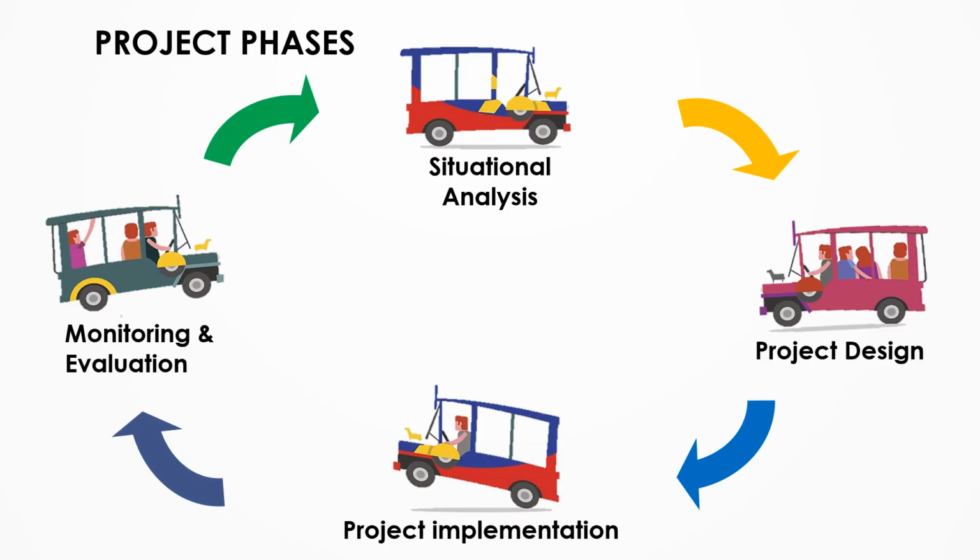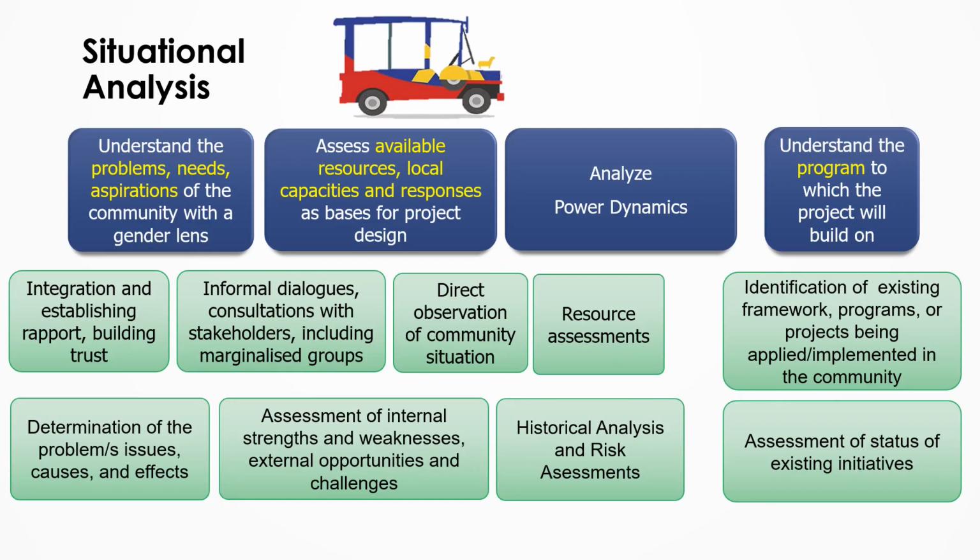For simplicity purposes, the four key project phases are situational analysis, project design, project implementation, and monitoring and evaluation. Each phase has its own purpose and set of activities. The situational analysis aims to understand the problems, needs, and aspirations of the community with a gender lens, assess available resources, local capacities, and responses as basis for the project design, analyze power dynamics, and understand the program to which the project will build on.